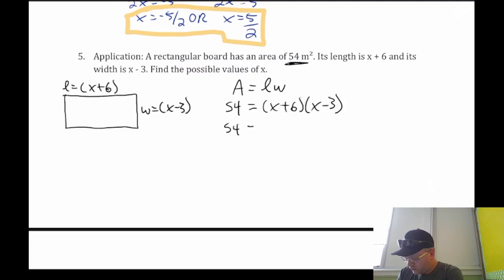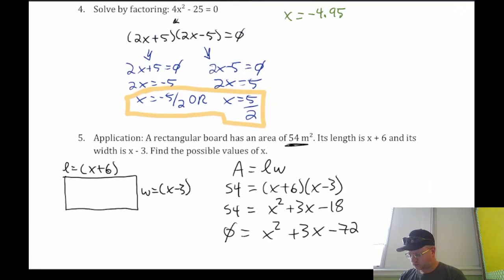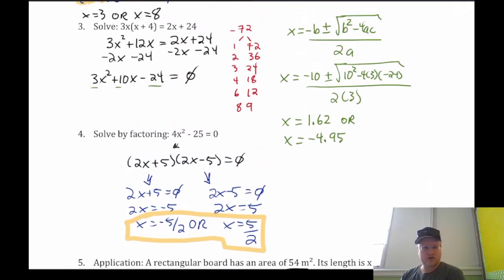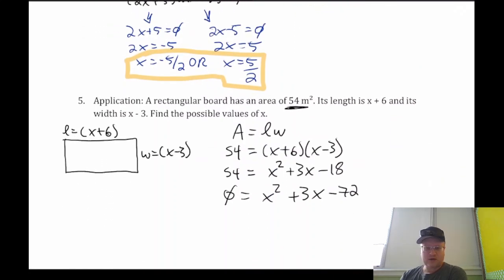I'm going to leave the 54 for a moment. We're going to have x squared plus 3x minus 18. We're going to have 0 equals x squared plus 3x. And negative 18 minus 54, because we're subtracting from both sides, gives us negative 72. And we just found the factors of 72 a minute ago, so we can actually reuse that here. So we're factoring a simple trinomial. We want numbers that multiply to this and add to this.